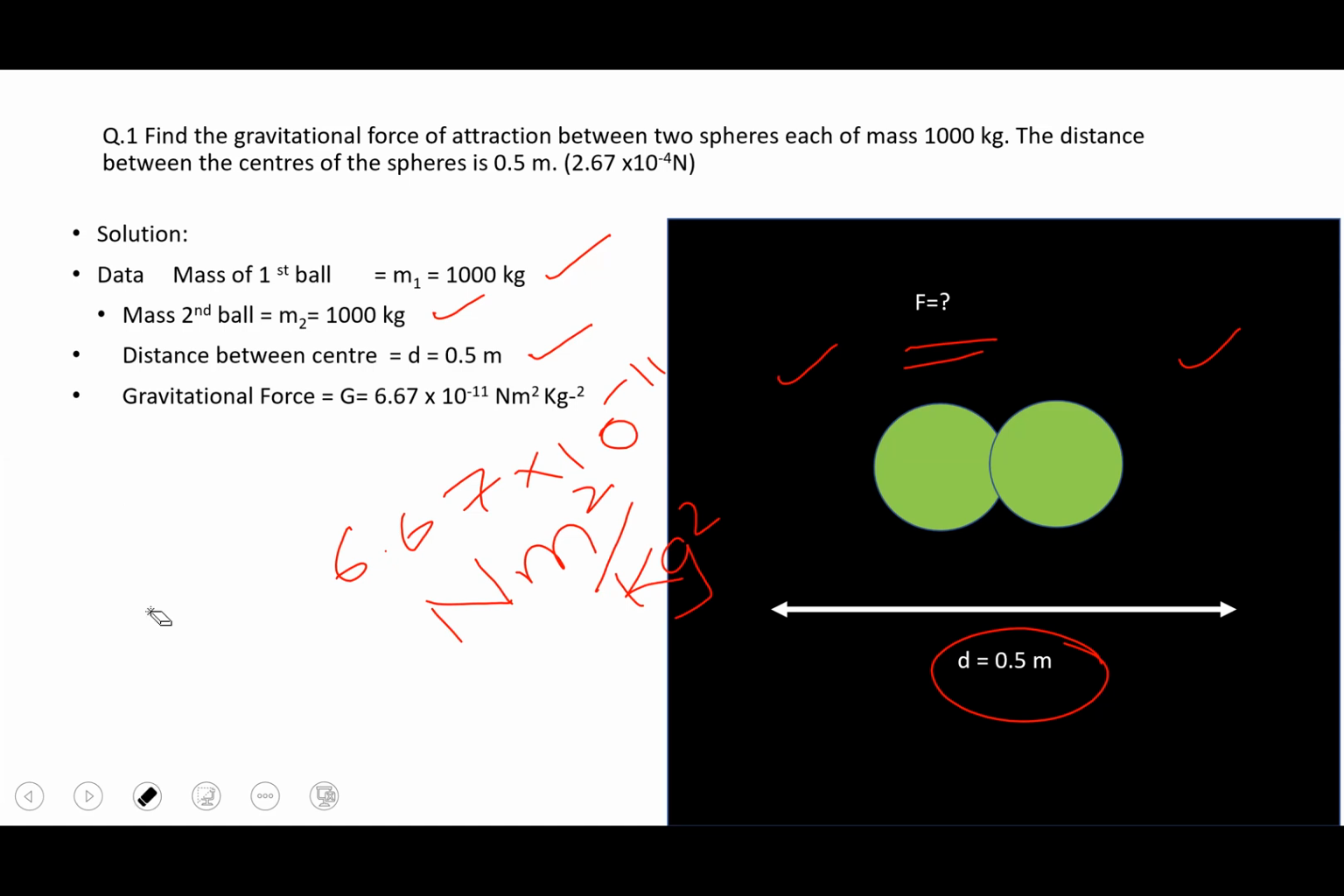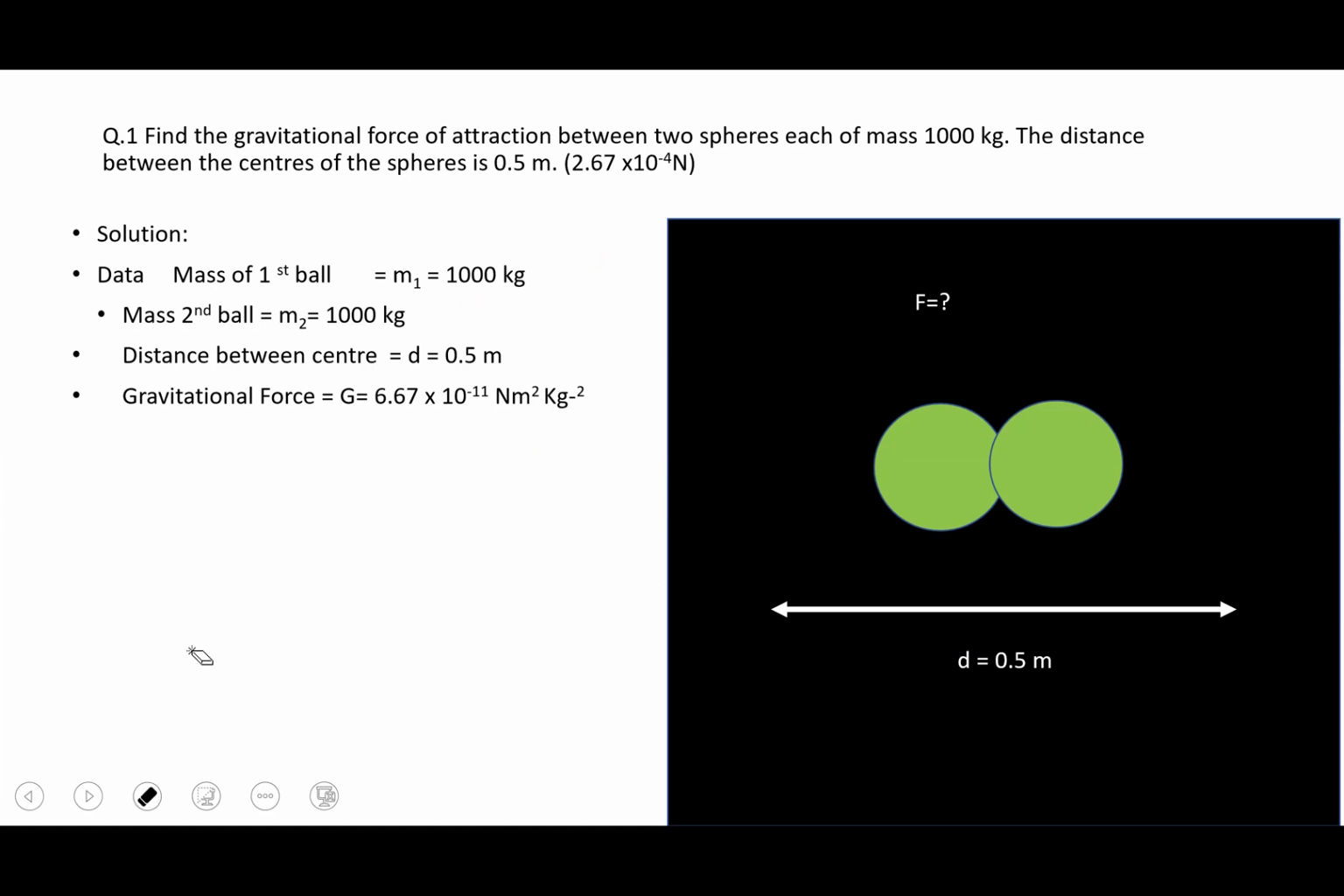Now in this case we have to apply a formula. To find the force, the formula is F is equal to G m1 m2 divided by d square, where m1 is the mass of the first ball, m2 is the mass of the second ball, and d is the distance between the centers of these two bodies. And G is the gravitational constant, having the value of 6.67 into 10 to the power minus 11. Let us put the values.